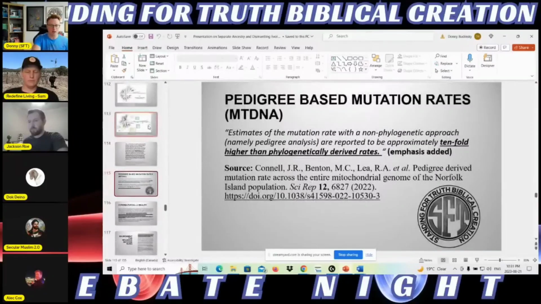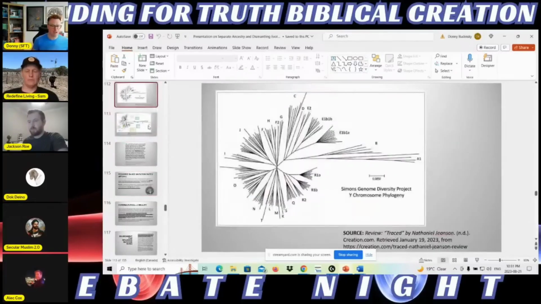So for example, here in a recent paper in 2022, notice how it talks about the pedigree rates. That's the observed mutation rate. Jackson Rowe earlier was talking about a molecular clock. You can basically take grandmothers, mothers, and daughters, count out the amount of differences in the mitochondrial DNA and come up with a mutation rate. And so they point out it's about 10 times higher than what's called a phylogenetic rate. That's the evolutionary mutation rate.